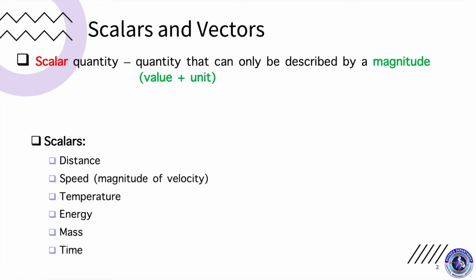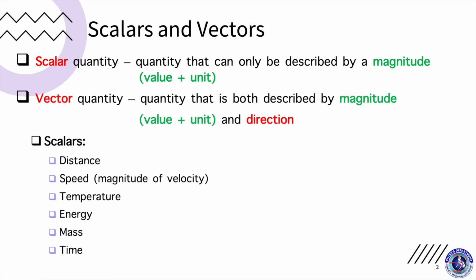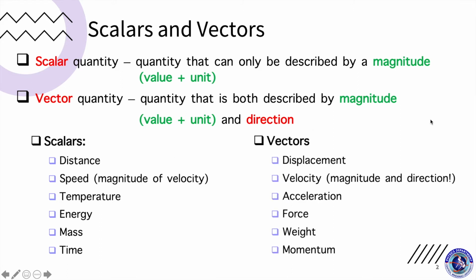On the other hand, when we say vector quantity, it describes the quantity by both magnitude and direction. You'll have value, unit, and then direction. And then the examples for that one are the following.